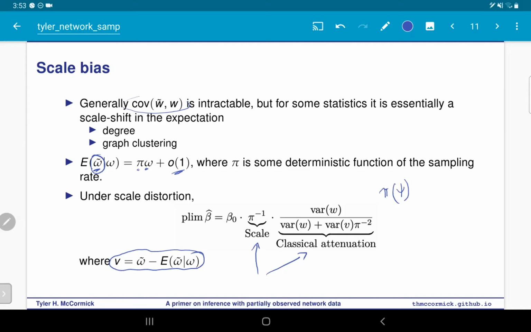That is an illustration of why we can't think of this bias, even in the scale case, as something that always serves like a classic attenuation bias and makes us underestimate our coefficients. It is also going to sometimes make us overestimate our coefficients.